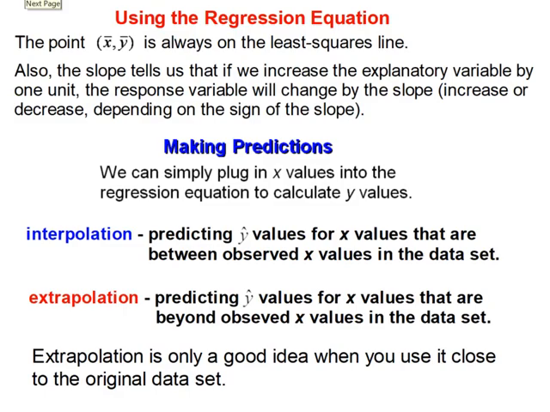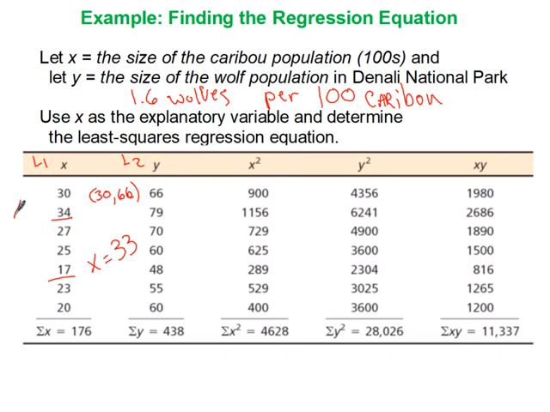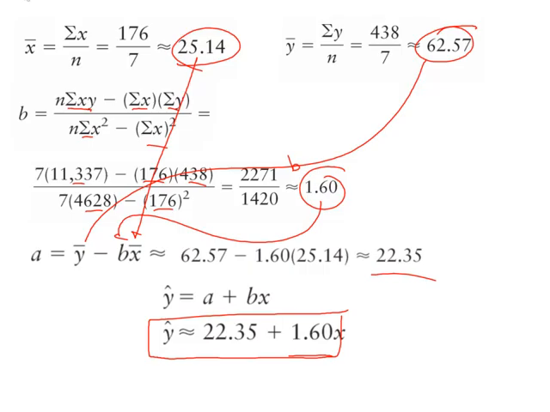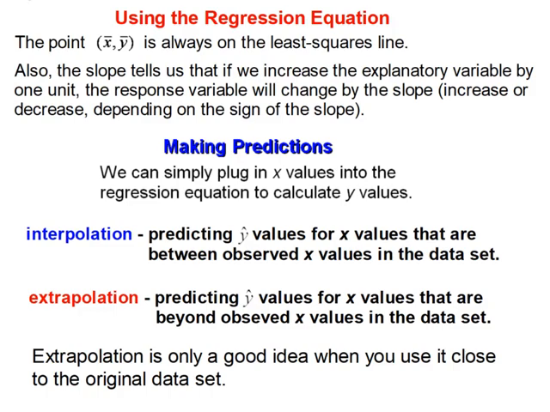Extrapolation would be predicting a y hat value for x values that are beyond or before our data. So maybe I want to predict x is equal to 40. Well, that's bigger than my biggest number of 34, so that would be extrapolation. Maybe I want to go x is equal to 15. That's smaller than 17, so that's also extrapolation. It's out of my data set that was given to me.